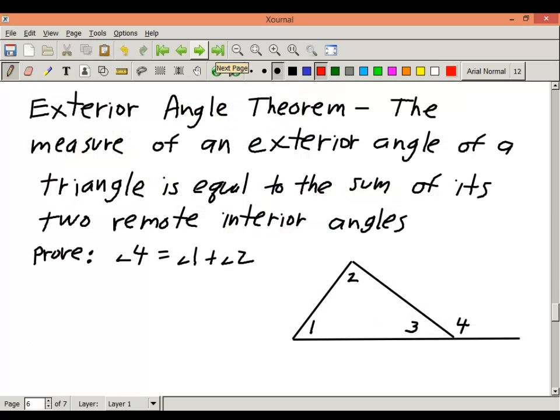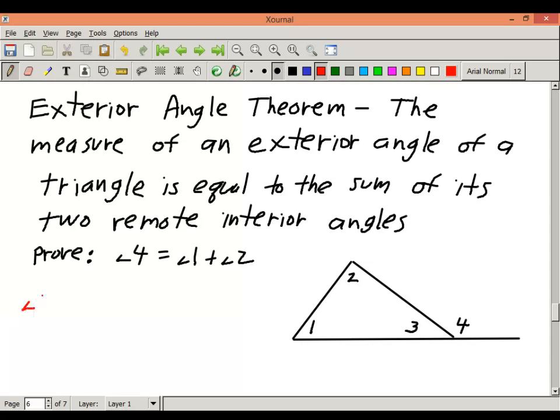Okay, so back to this figure. So repeating, the exterior angle theorem: the measure of an exterior angle of the triangle, which is angle 4, is equal to the sum of the two remote interior angles. So we're going to prove that angle 4 equals angle 1 plus angle 2. That's what we're trying to prove there. Okay, so again, it won't be a two-column proof. I'll just talk you through it.